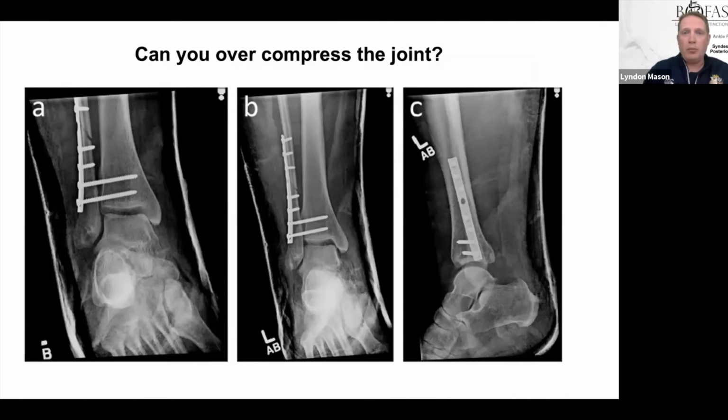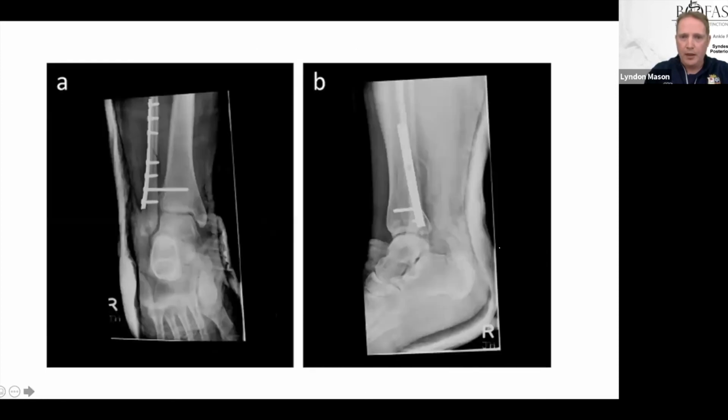Can you over compress the joint? The answer is yes. I've done this twice, where when you put in the syndesmotic fixation, it spits out your saddle-shaped talus. And this can only happen really if ATFL and deltoid are also damaged. But that can happen. It's happened to me twice, and you put the syndesmotic fixation in and it actually moves forward. This is not one of mine, this is from a different paper. And as you can see, as they removed and revised it, the talus is now sitting in the right position.